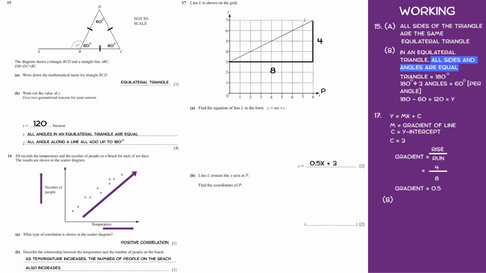Therefore, if point P lies on the x-axis, that means that there is no rise on the y-axis, and therefore, it is 0. So if we were to take the previous equation and make y equal to 0, we could solve the equation. Take 3 to the other side to make it -3 equal to half x, which, when solved, will make x equal to -6.